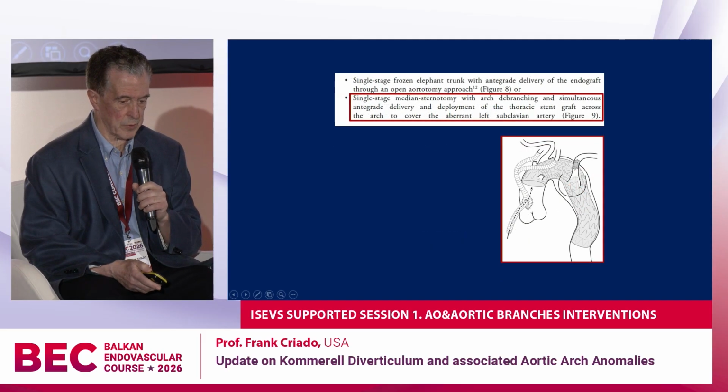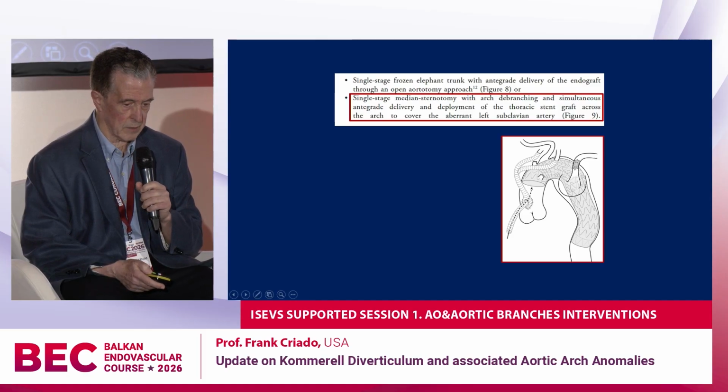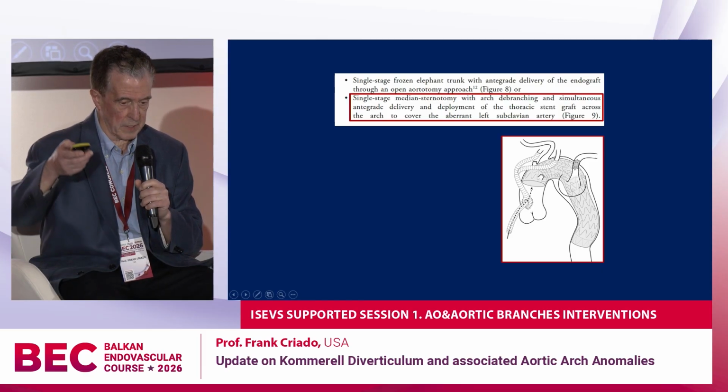Perhaps more useful is this hybrid approach with a kind of bypass that we did on our patient via a median sternotomy, followed by the endograft implantation and closure of the aberrant left subclavian artery, as you can see there.